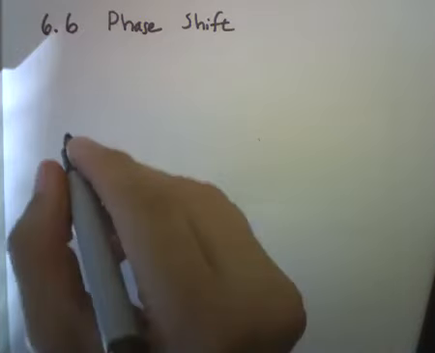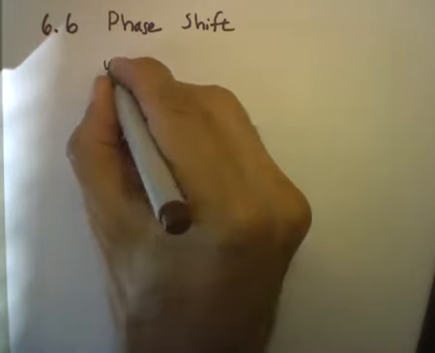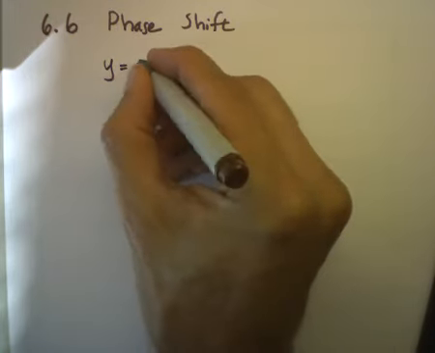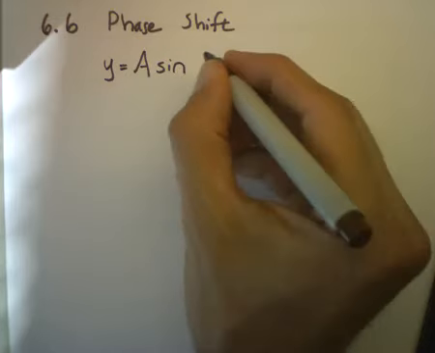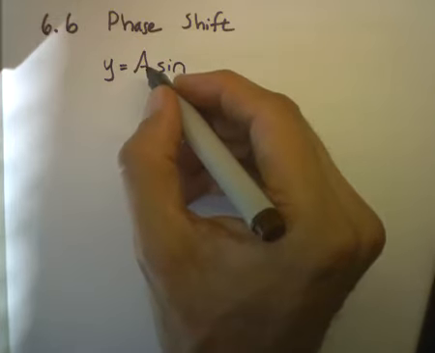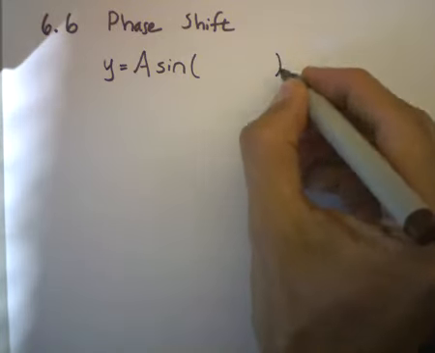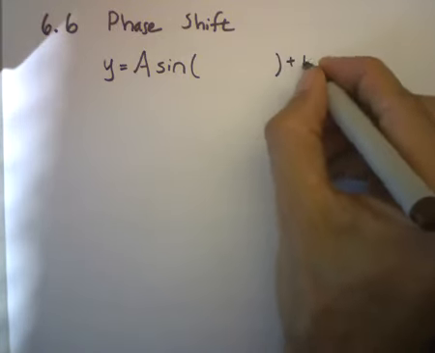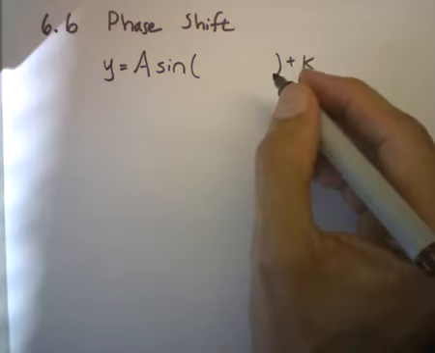So far, as we've been transforming functions, we have looked at a multiplier outside the function. And we said that controlled the vertical stretch, which we called amplitude. And we've looked at an added or subtracted constant outside the function. We said that controls the vertical shift.